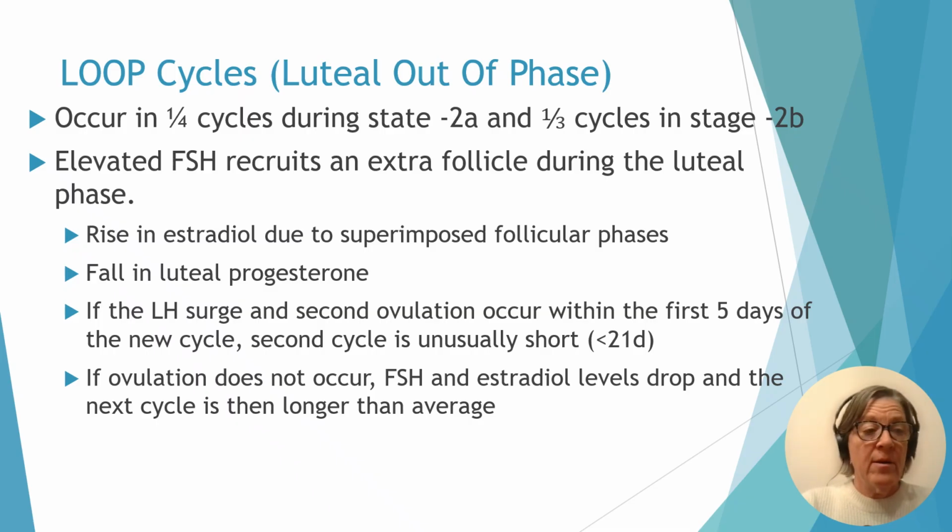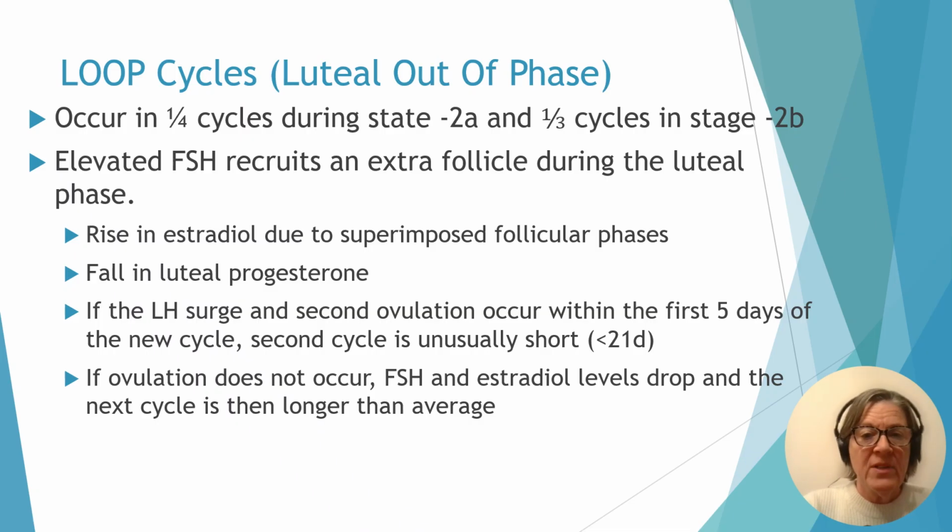Loop cycles are fairly common. They happen in about a quarter of the cycles in stage negative 2A, about a third of cycles in negative 2B. So those are our early menopause transition phases. And this is just what I showed in the picture in words. Elevated FSH recruits another follicle during the luteal phase. There's superimposed follicular estrogen elevations. There's a fall in the luteal progesterone. And if these surges happen within 5 days of each other, the second cycle will then be unusually short. That second cycle will be less than 21 days.